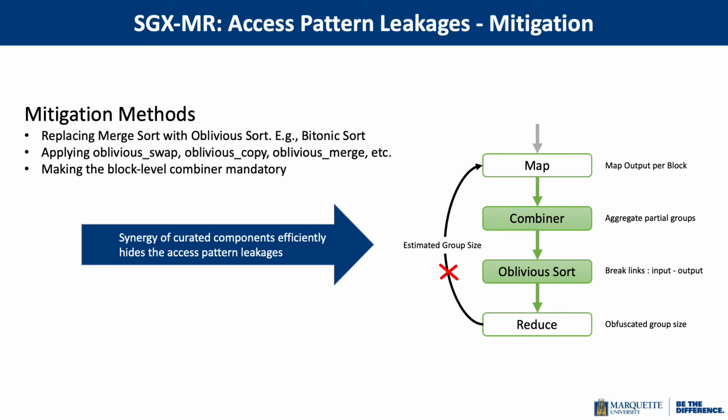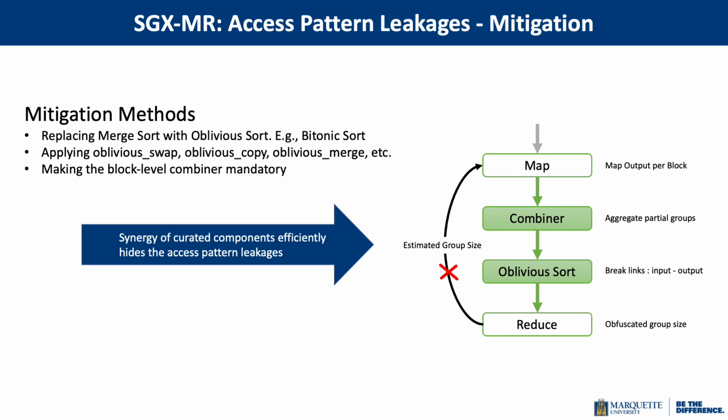Mitigation methods. We replaced the merge sort with oblivious sort. We adopted bitonic sort because it provides identical access patterns irrespective of the nature of the dataset. Although bitonic sort incurs a significant cost because the complexity of the sort is n log square n, which is log n times slower than the traditional merge sort.